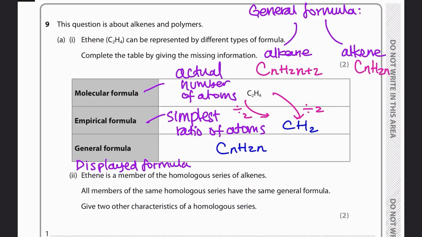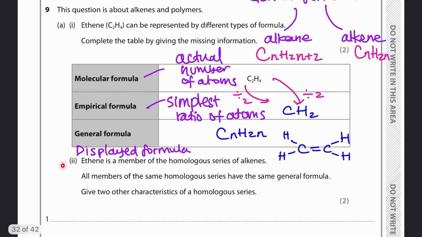And then displayed formula, guys. Displayed formula is literally when you draw it all out. When you just draw it out, it's displayed. And in this case, the displayed formula for ethene would be like this. Notice that it's an alkene, which is an unsaturated hydrocarbon, meaning there is a double bond right there, and you have C2H4.